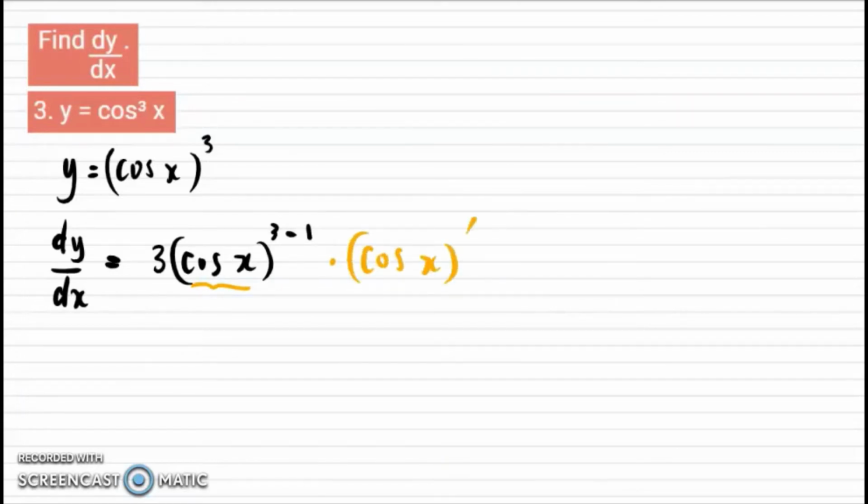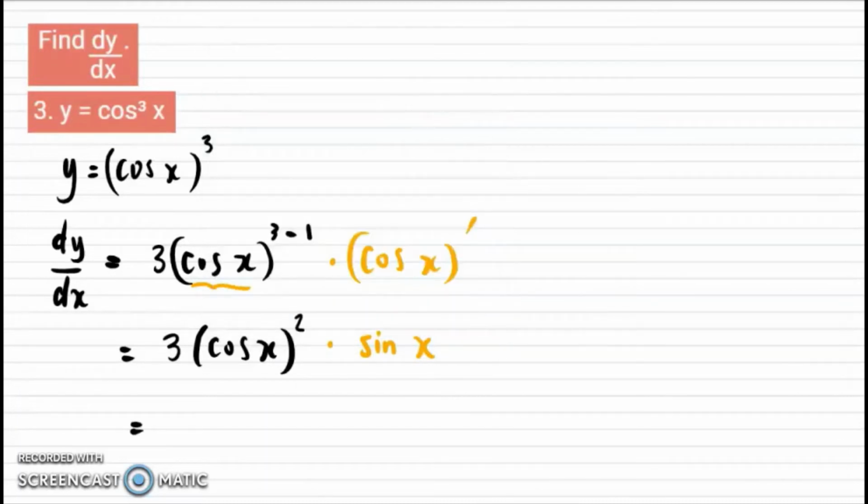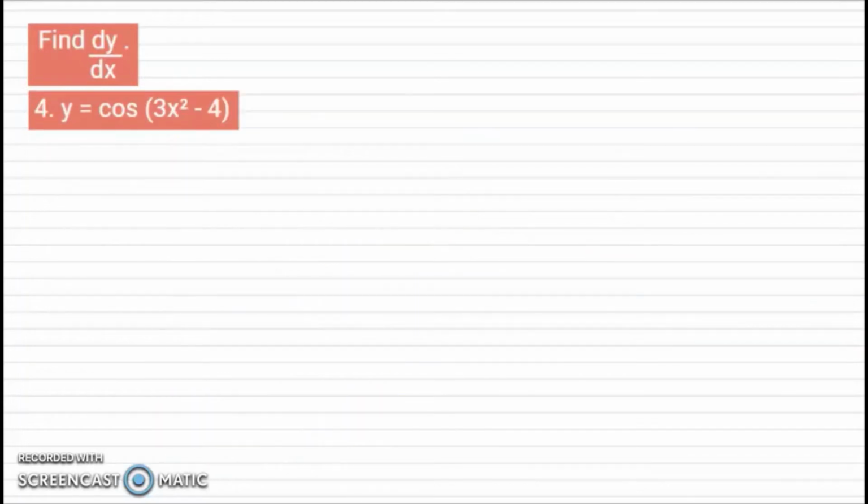So cosine x prime. And then let's simplify this. We have 3 and then cosine x raised to 2 only because 3 less 1 is 2. And the derivative of cosine x according to the rule is negative sine x. And then we just simplify our answer. It's 3. Then the proper writing of the square of cosine x is cosine squared x and then sine x. Next, number 4.